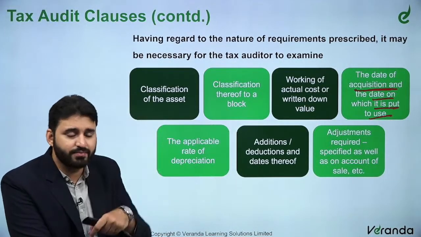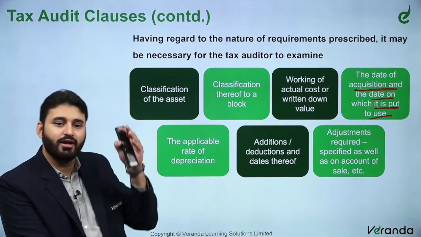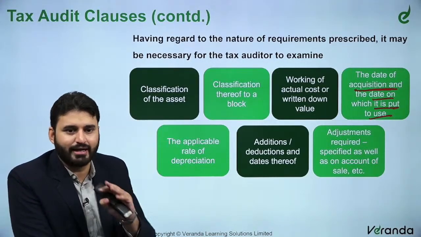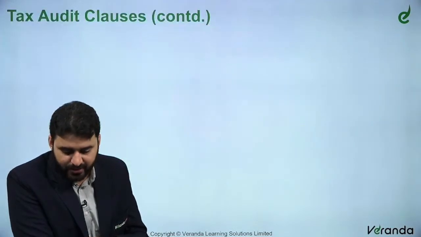Sale you have to reduce directly from the block of asset, and there is no accounting like reducing the net book value, nothing like that. Entire sale value is just deducted like that from the block.